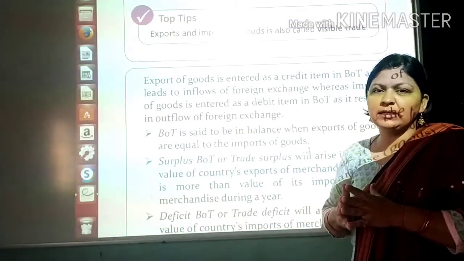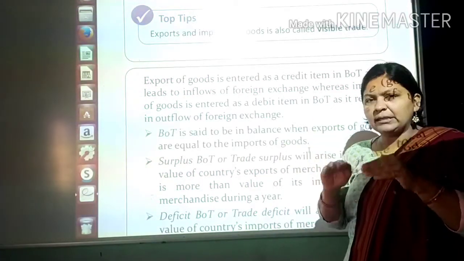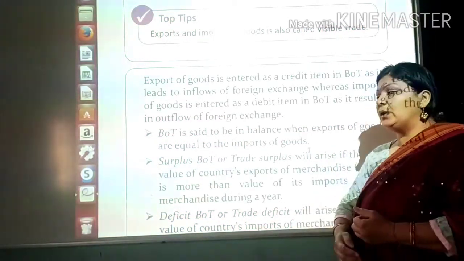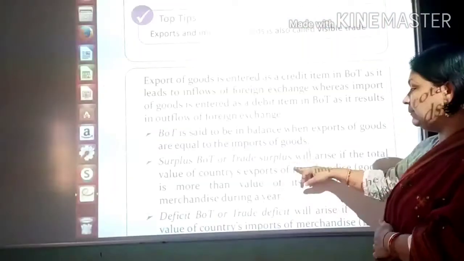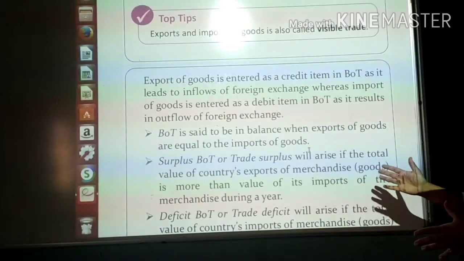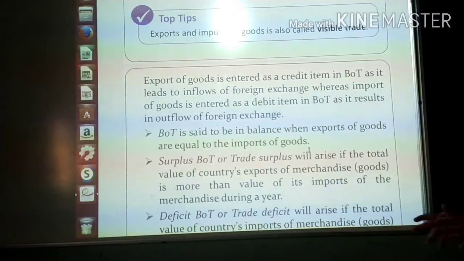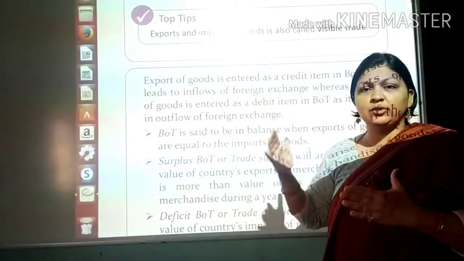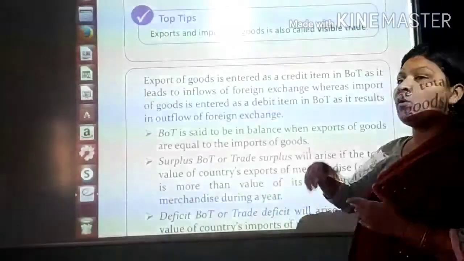When the export of goods and import of goods are equal, that is very difficult. This scenario is rarely seen, when both are equal. Now surplus: trade surplus will arise if the total value of a country's merchandise exports, meaning goods exports, is more than the value of its imports. And what is the BOT formula? We have seen it: export minus import. So what is surplus? When our export is more than our import.